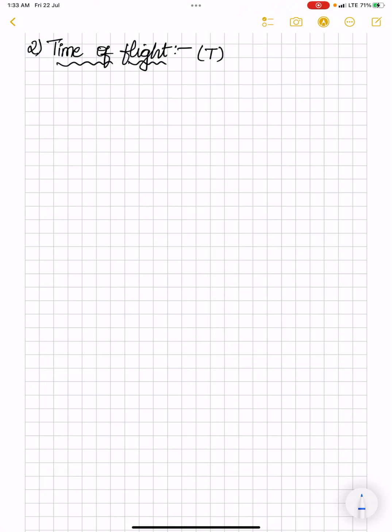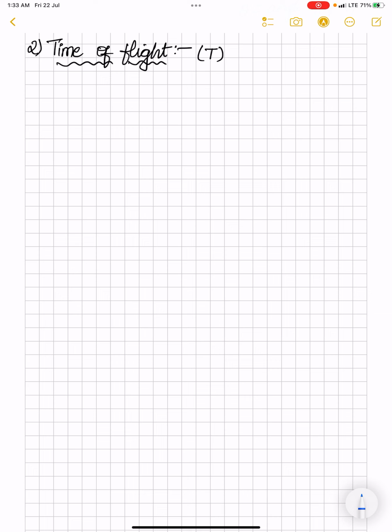Hello everyone. Again we are here now learning about time of flight, the second important term in oblique projectile, or nothing but projectile motion only. So the definition first, immediately let me write.